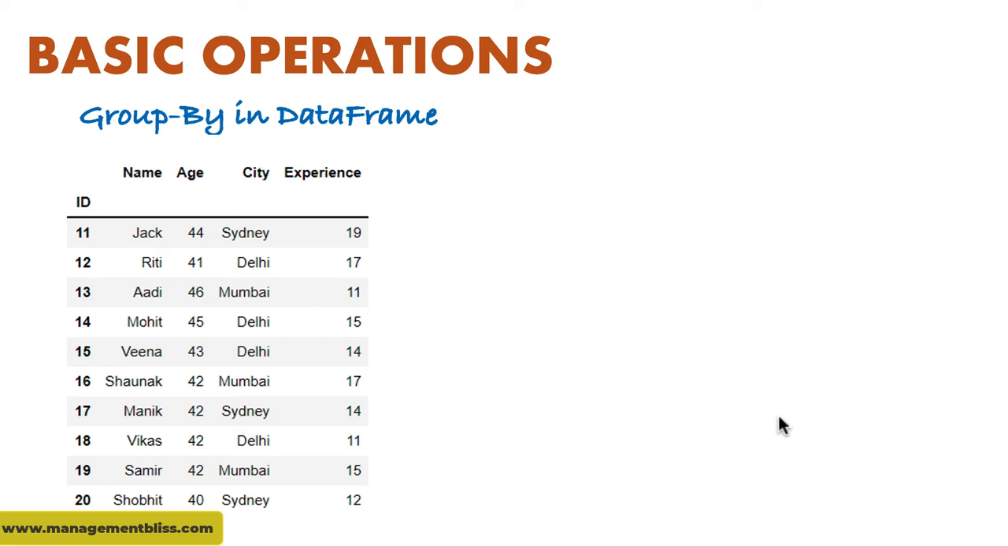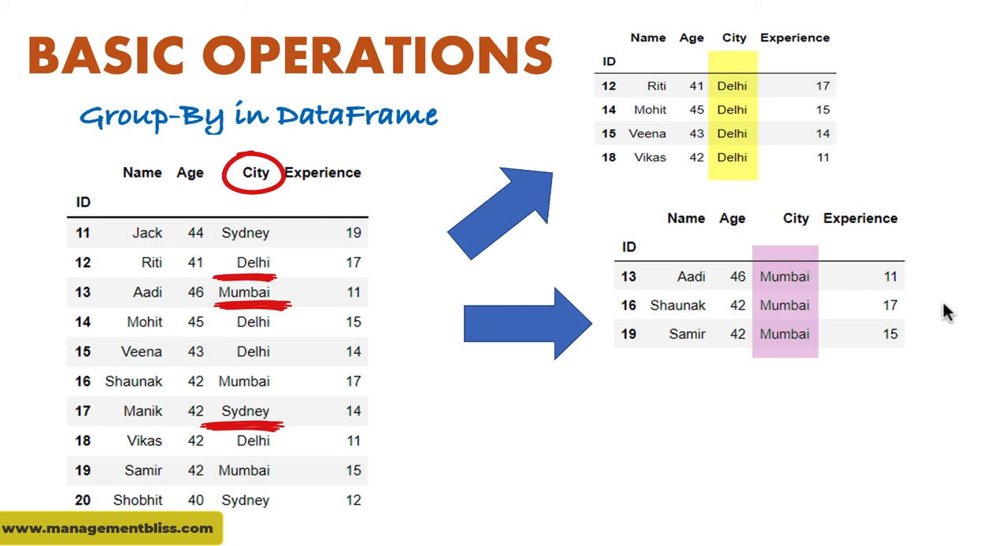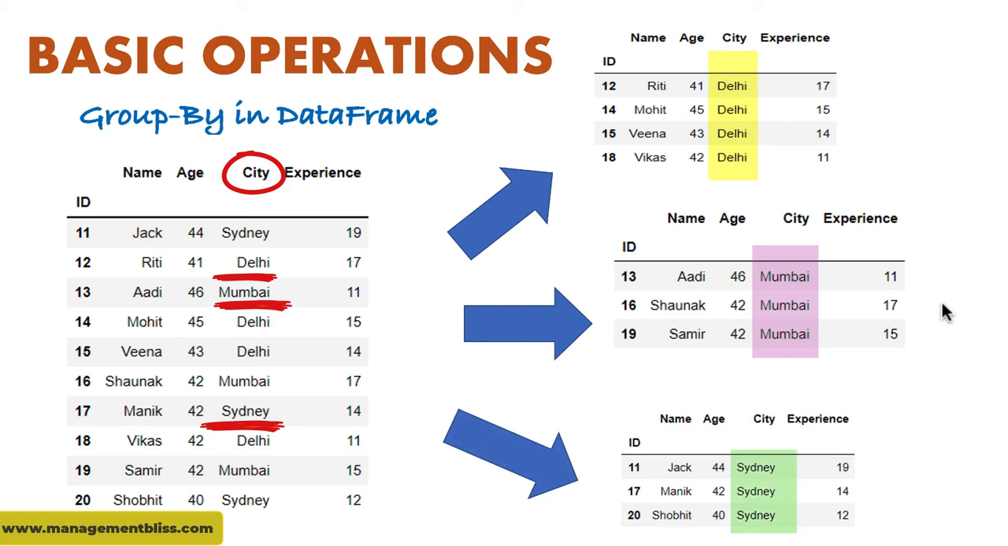This data frame has a column city, which has 3 unique values: Delhi, Mumbai and Sydney. Now we want to create different groups from this data frame based on the city column. As this column has only 3 unique values, the Pandas library will form 3 groups. Group 1 will have all the rows for which column city has value Delhi. Group 2 will include all the rows for which column city has value Mumbai. Group 3 will include all the rows for which column city has the value Sydney.